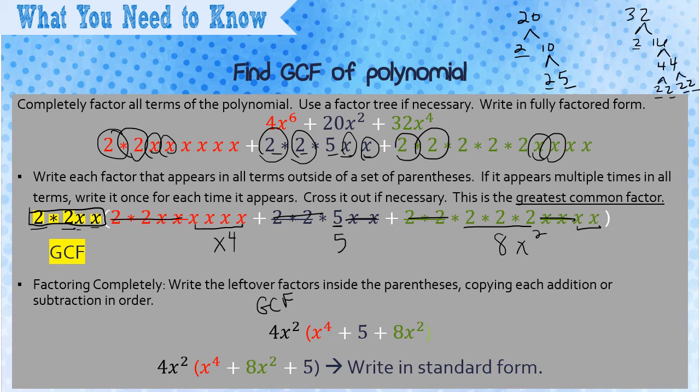You want to make sure that your expression is written in standard form. Remember, standard form is in order from highest degree to lowest degree. This already was because I had x to the 4th first for my first term, but my second 2 terms were not in standard form. I had to flip-flop them to put my 8x squared next, and then my constant, that number by itself, is always going to go last.